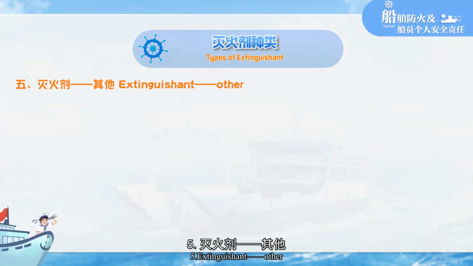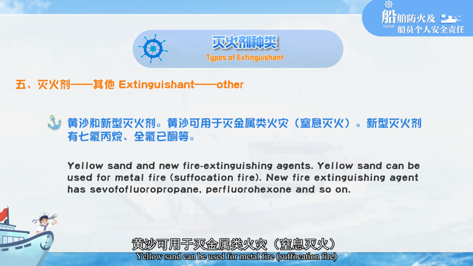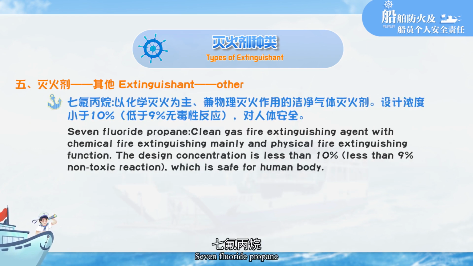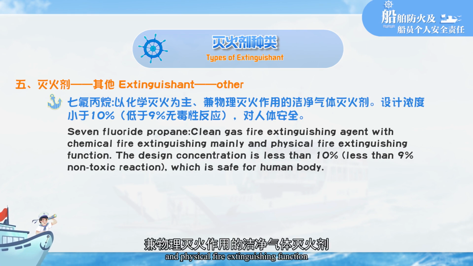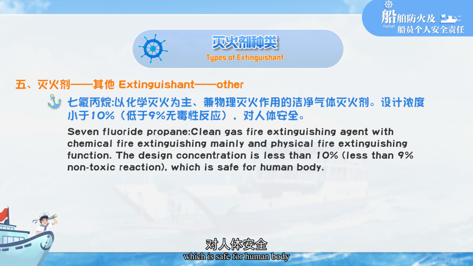5. Extinguishant, other: yellow sand and new fire extinguishing agents. Yellow sand can be used for metal fire, suffocating the fire. New fire extinguishing agents include heptafluoropropane, perfluoroalkyl and so on. 7. Heptafluoropropane clean gas fire extinguishing agent works mainly by chemical fire extinguishing with a physical fire extinguishing function. The design concentration is less than 10%, with a non-toxic reaction, which is safe for the human body.